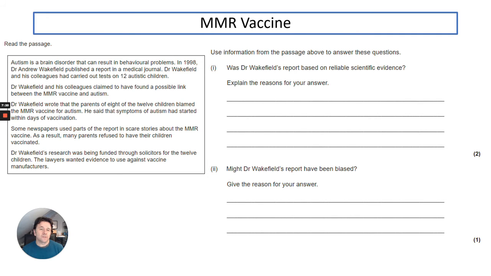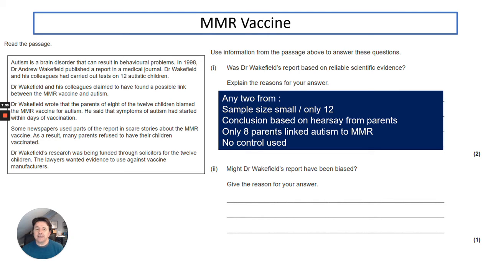The first question, was Dr. Wakefield's report based on reliable scientific evidence? Explain the reasons for your answer. So you would use that information to look at whether it was reliable. Well, it's for 2 marks, but you can see in the passage only 12 autistic children were sampled, so it's a very small sample size. The conclusion was based on hearsay, so the parents were blaming the MMR vaccine for autism. And in this case, only 8 parents linked autism to MMR, and Dr. Wakefield did not use any control.